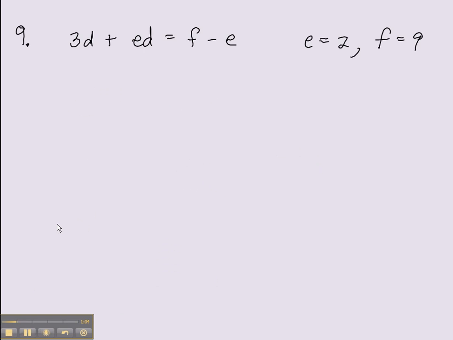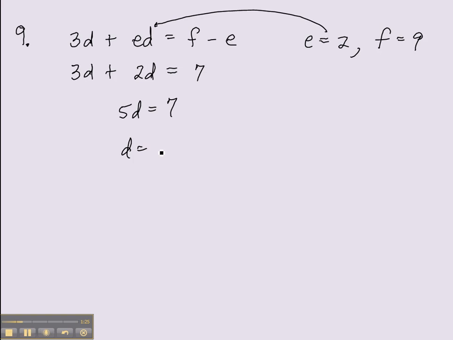Okay, number 9. We're asked to find D when E is 2 and F is 9. So 3D plus, now we'll substitute a 2 in for E, so that's a 2D now. And F minus E is 7. So 5D is equal to 7, so we'll divide both sides by 5. So D is 7/5.